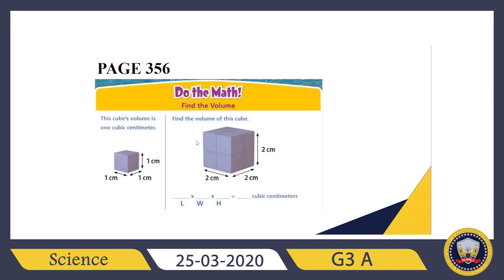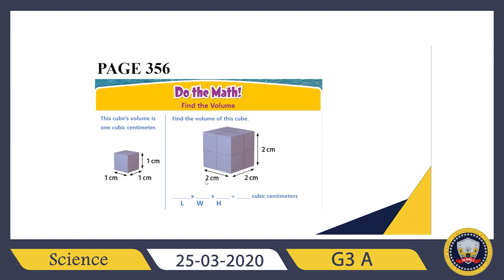Okay, let's check it first. 1 centimeter for each. In this situation, if I multiply 1 times 1, 1. Again 1 times 1, 1. So I'll get 1 cubic centimeter for this cube if I try to find its volume. What about this cube? It says find the volume of this cube, and it's already given to me. Length 2 centimeters, width 2 centimeters and height 2 centimeters. How can I find the volume?